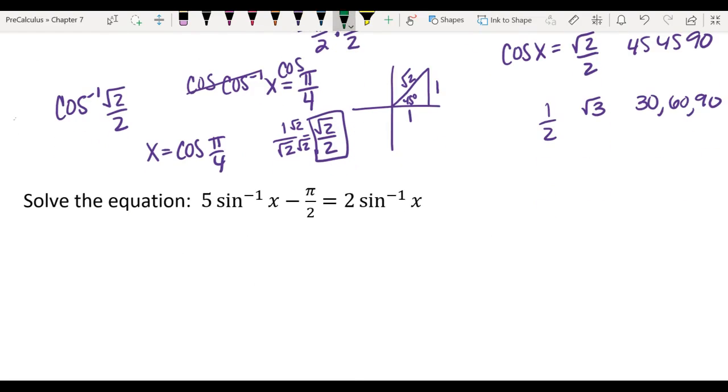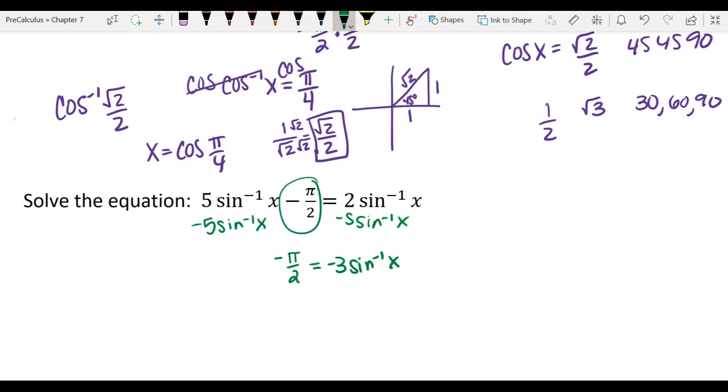So the first thing you would do to this one is you would get your sine inverses together. So then on this side, you're just left with negative pi over 2. On this side, it's negative 3 sine inverse of x that is left. You do, because once you divide by the negative, you see how the negatives would cancel. But if you brought this over here, you'd have to do an extra step to bring it back over. So I would do it this way.